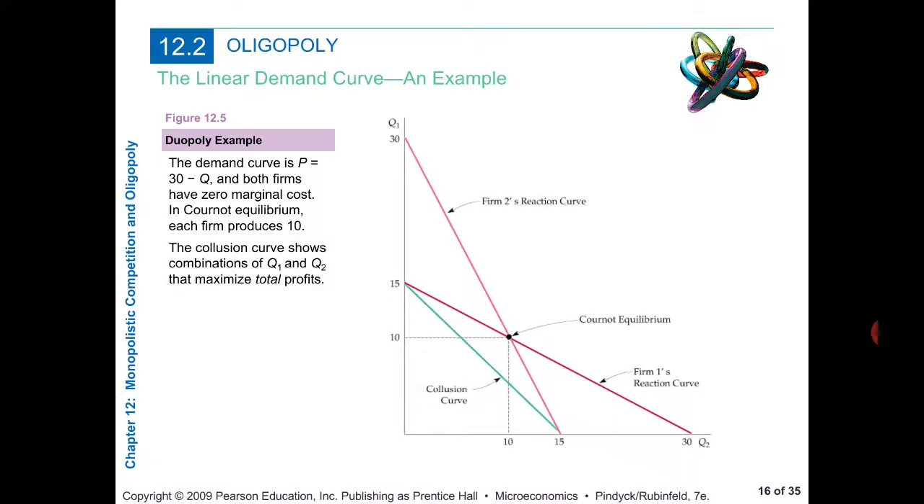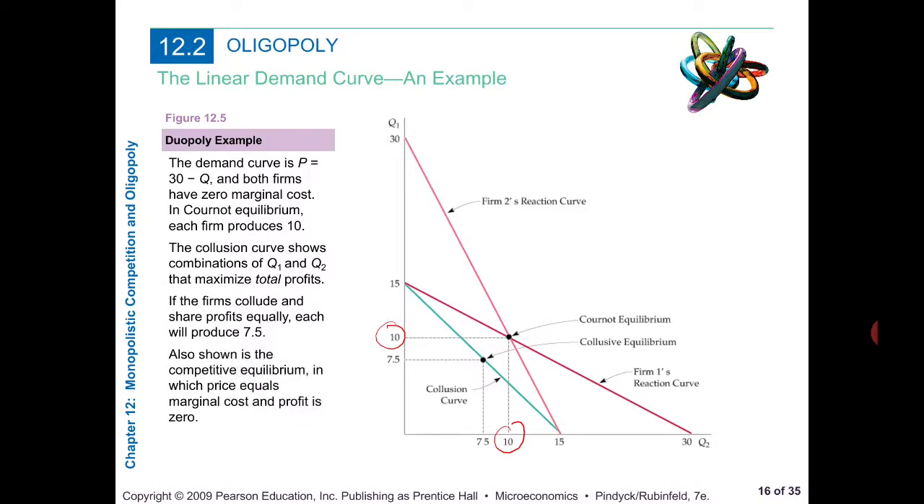Alright, so you have your Cournot equilibrium just now. If you remember, what's the Cournot equilibrium? Cournot equilibrium is 10 and 10, right? But the collusion equilibrium is 7.5 and 7.5. Okay?